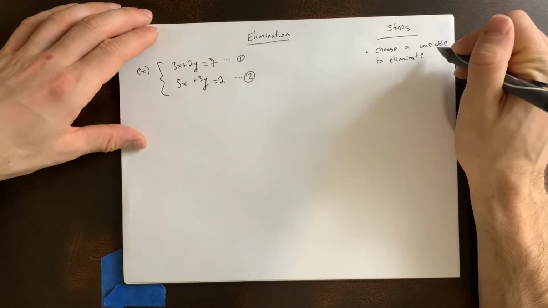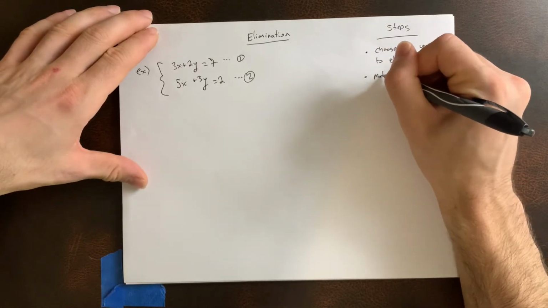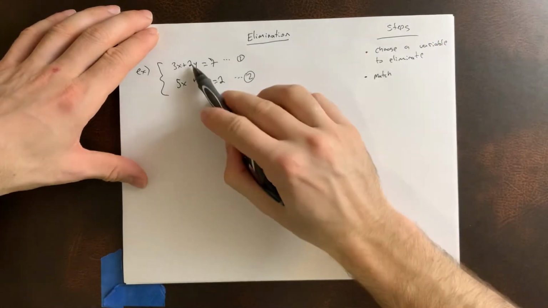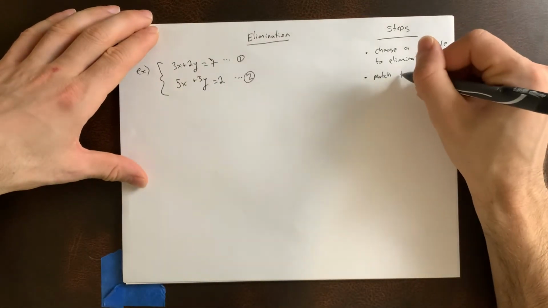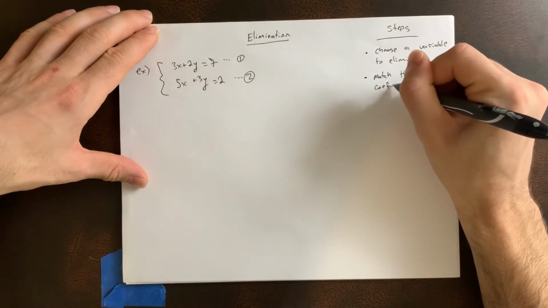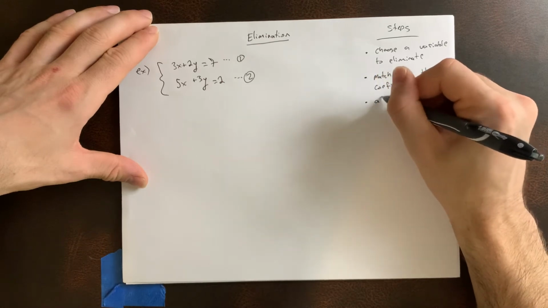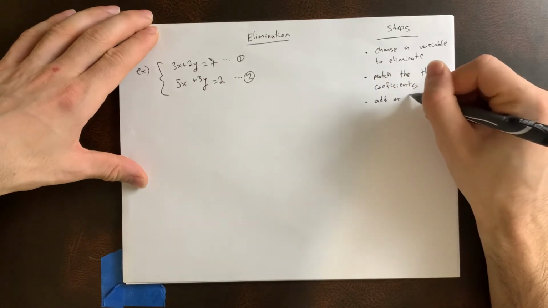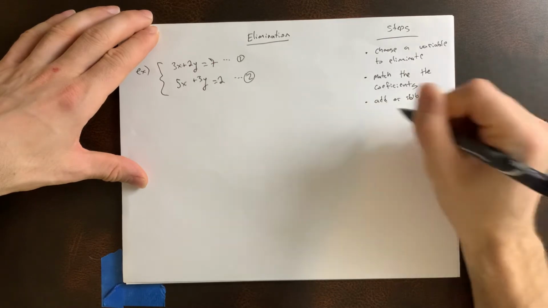So let's see, choose a variable to eliminate. Then we'll call that step match the coefficients. So again, a coefficient is just a number in front of the variable. So we want to make sure the coefficients match. Okay, and now add or subtract the equations.